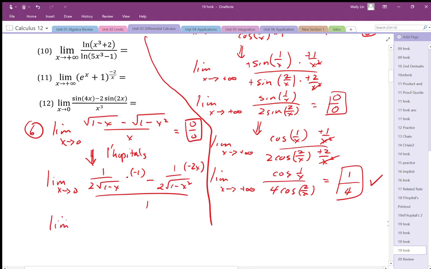When I simplify this, actually I don't really need to simplify this, do I? I can just plug in and evaluate. Okay, so this is equal to negative 1/2 minus, that's going to be 0. So evaluating, my limit is equal to negative 1/2.